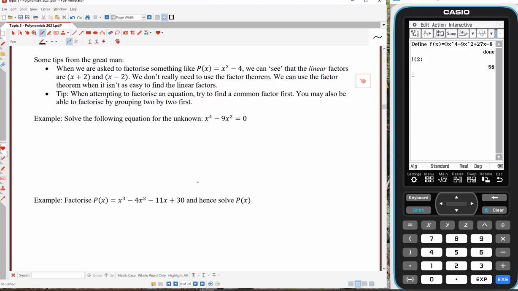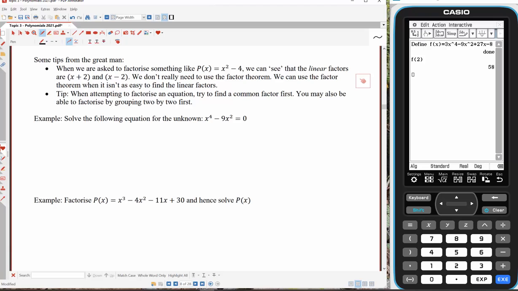All right, so just some advice. When we're asked to factorize something like this, hopefully you can see that the linear factors are x plus 2 and x take 2. So you can see there, to make a 0 remainder, it'll be 2 and negative 2, because both of them when squared will make this 0. So we don't really need to use the whole factor theorem. So we only use it when it isn't easy to find it.